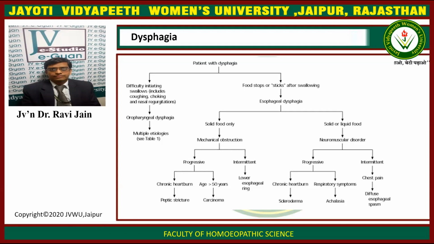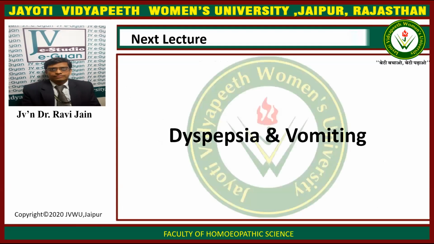Now, if there is esophageal dysphagia for both solids and liquids, it can be due to a neuromuscular disorder. Again there are two conditions: progressive or intermittent. In the progressive type, there can be chronic heartburn, which can be due to scleroderma, and respiratory symptoms, which can occur in achalasia. If the condition is intermittent, then chest pain occurs in diffuse esophageal spasm. So this was all about the introduction to the alimentary canal and dysphagia.